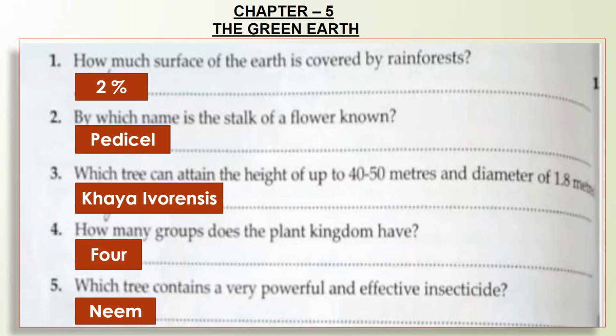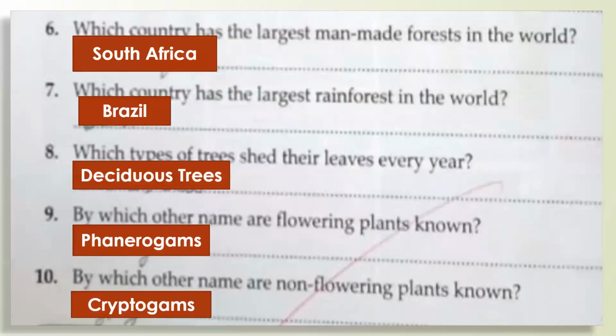Fourth question is, how many groups does the plant kingdom have? And the correct answer is 4. Next question is, which tree contains a very powerful and effective insecticide? And the correct answer is neem. Next question is, which country has the largest man-made forest in the world? The answer is South Africa.